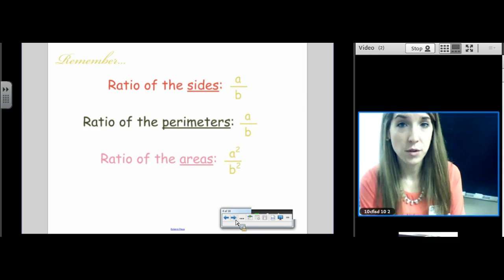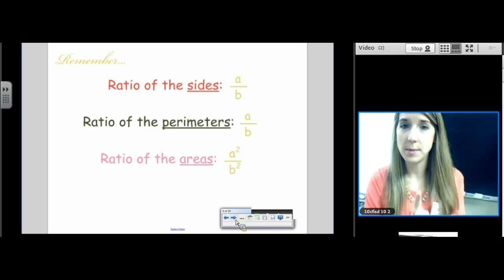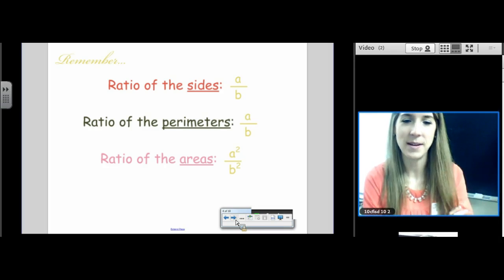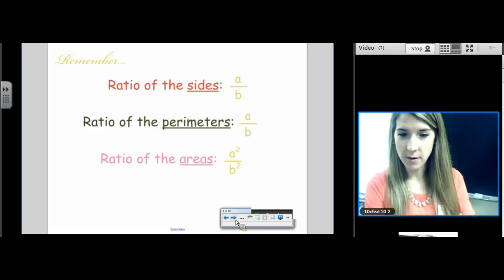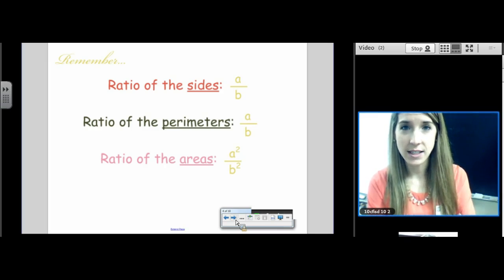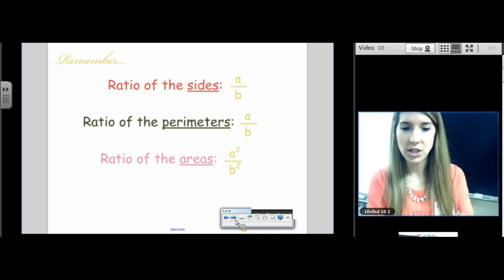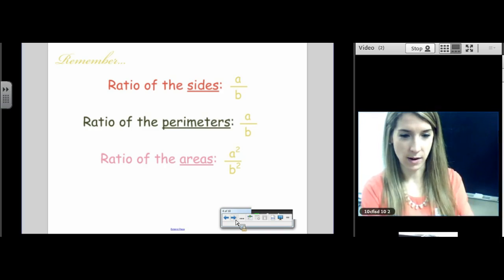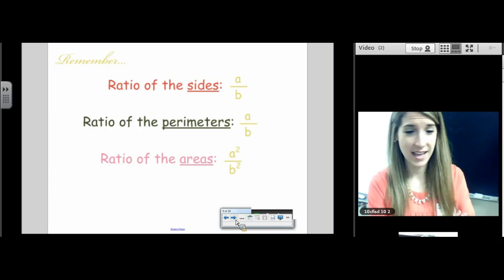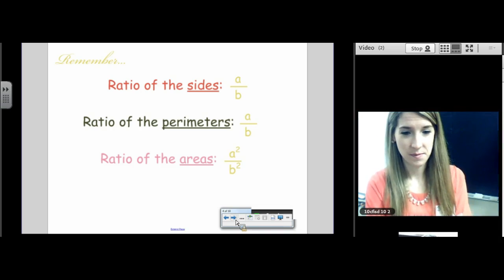If you have two figures that are similar, they have to be similar. If they're not similar, throw it out the window. If you have two figures that are similar, the ratio of their sides is A to B. The ratio of their perimeters is A to B. The ratio of their areas is A squared to B squared. Doesn't get much more simple than this.